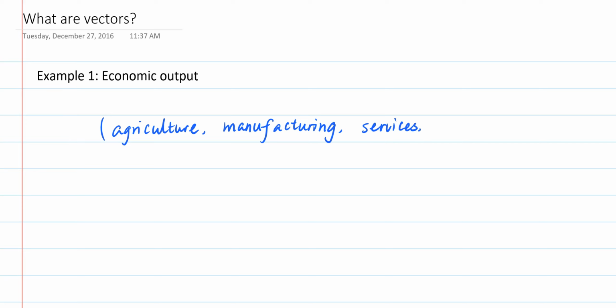For example, in economic analysis, it's common to divide an economy into different sectors. Suppose we divide an economy into sectors of agriculture, manufacturing, services, and utilities. Then the output of this economy can be described by a four-tuple where the components are the outputs of each individual sector.